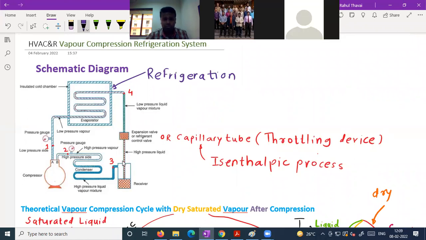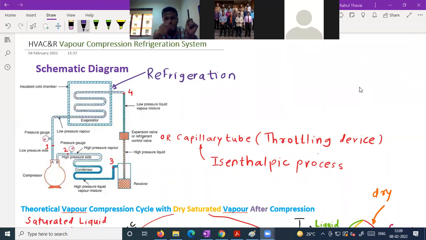Whatever the working fluid or refrigerant that is present in the evaporator coil, it gets evaporated. In the evaporator, the refrigerant gets evaporated. See, what happens?